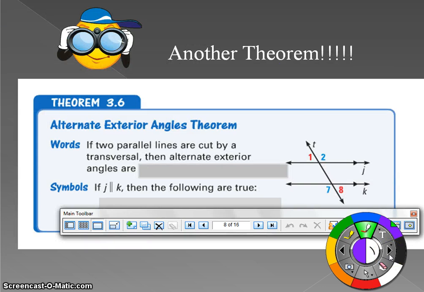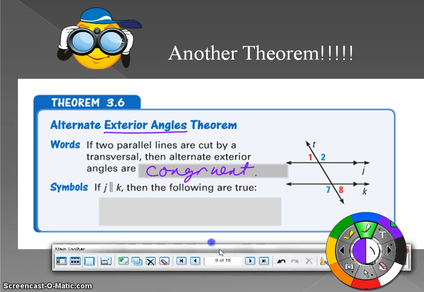Another theorem, there should be 4 because we have 1 for each of our special angle pairs. Alternate exterior angles. If 2 parallel lines are cut by a transversal, then alternate exterior angles are congruent. Are you noticing a theme here? So far, all of them have been congruent. So in the symbols, if J is parallel to K, then the following are true.